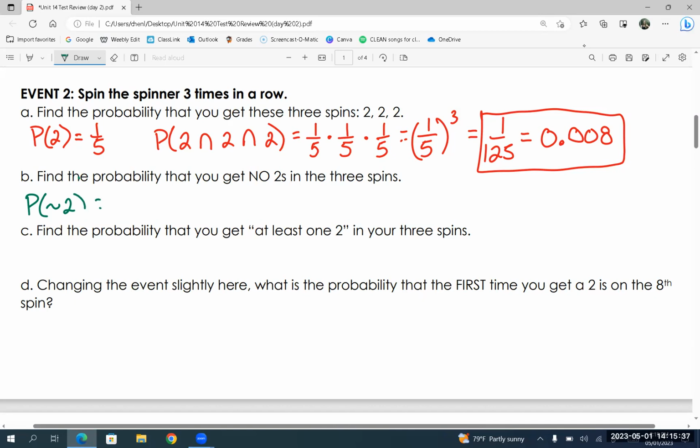Not 2 is 4 out of 5. Okay, so not getting 2 for the 3 spins would then be the same thing, the probability of not 2 and not 2 and not 2. So that would be the same as if we did 4/5 times 4/5 times 4/5, which would be 4 times 4 times 4 is 64, or 4 cubed is 64. 5 cubed is 125. 64 over 125 as a decimal would be 0.512.